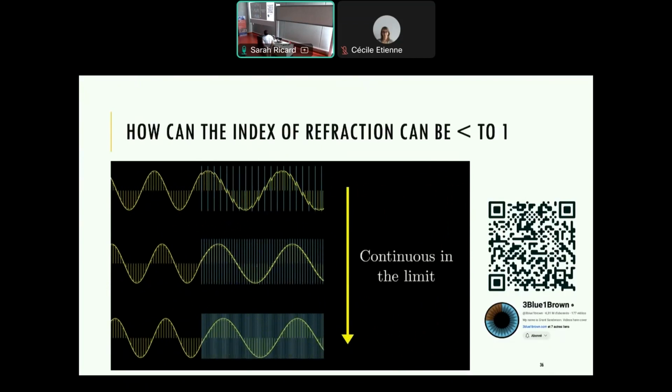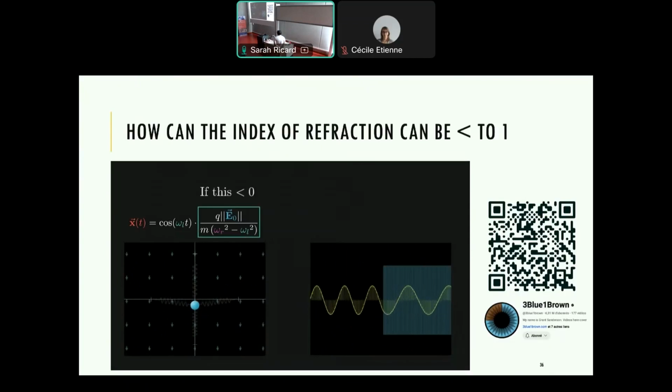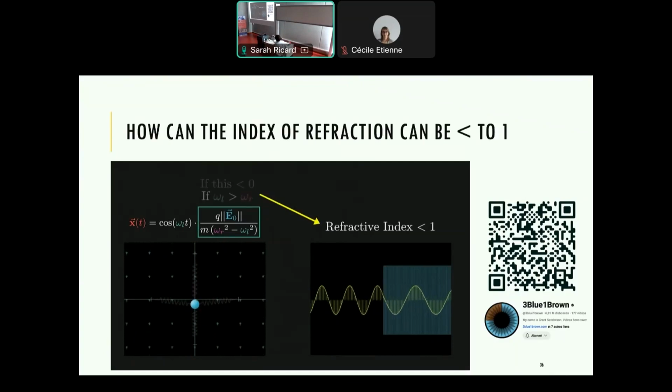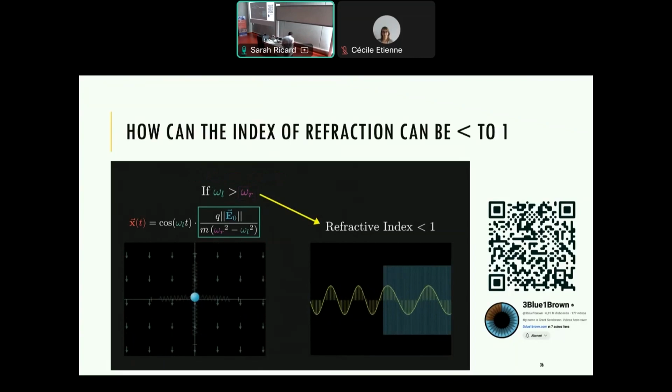In fact, when you unpack the math underlying all of this, whenever the key amplitude expression that we wrote down is smaller than 0, that corresponds to an index of refraction smaller than 1. So in particular, if the frequency of the light, omega sub L, is bigger than the resonant frequency for our oscillator, you have this effect. For example, when you shine an X-ray through glass, the index of refraction really is smaller than 1.